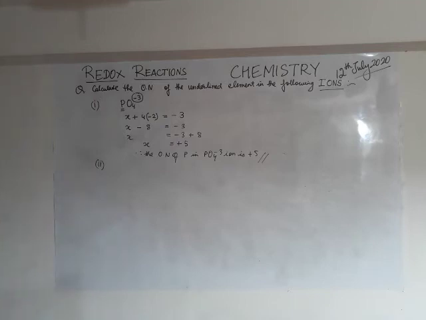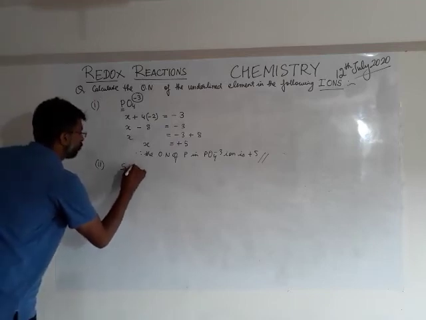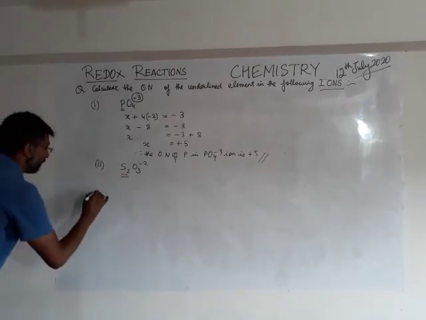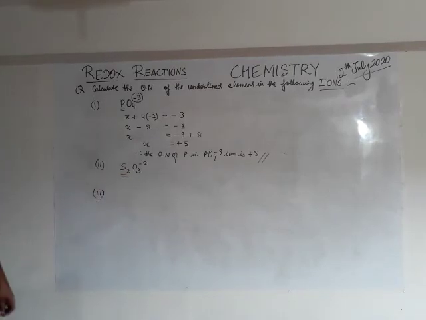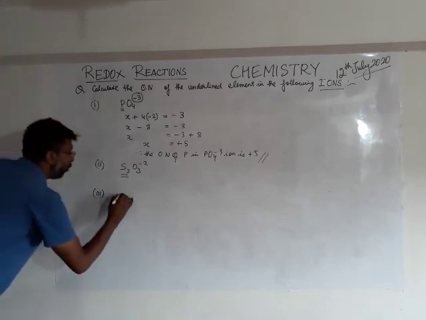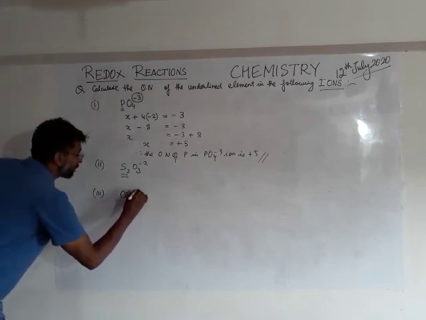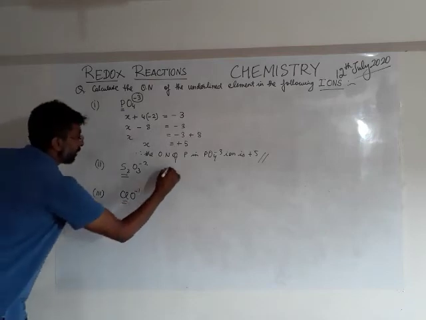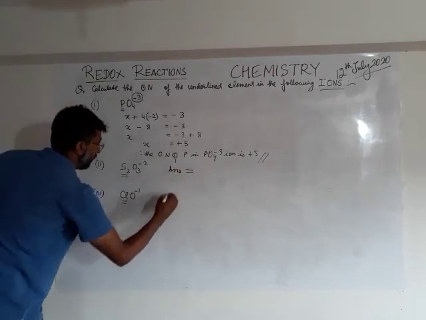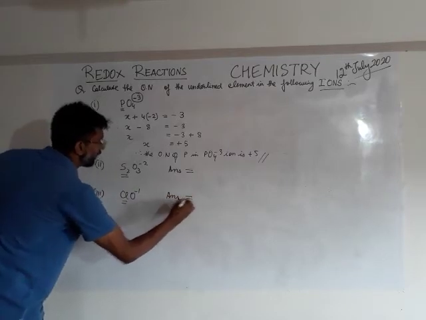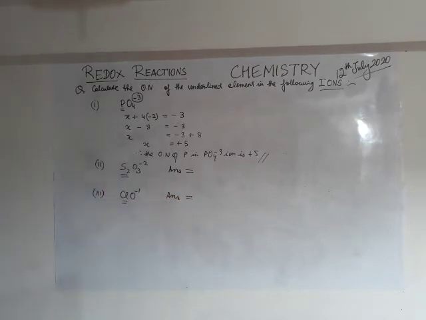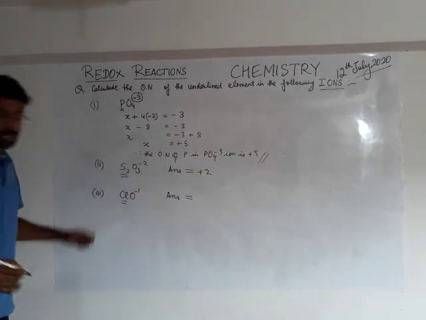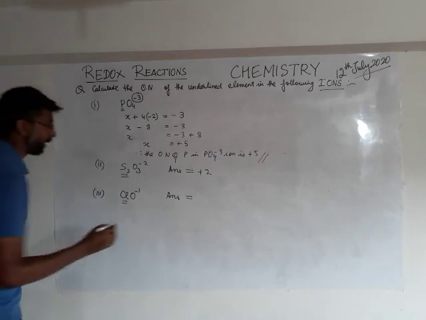Number 2, the second one is S2O3 minus 2. Underlined element is sulfur. The next one is subpart 3. It is ClO minus 1 ion. The underlined element is Cl. The answer for this I am giving you. It is pre-calculated by me already. The answer for the second one is plus 2. The answer for the third one is plus 1.